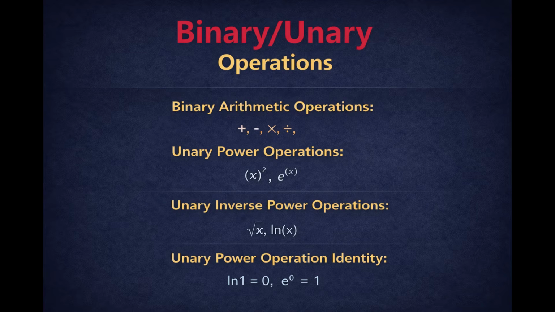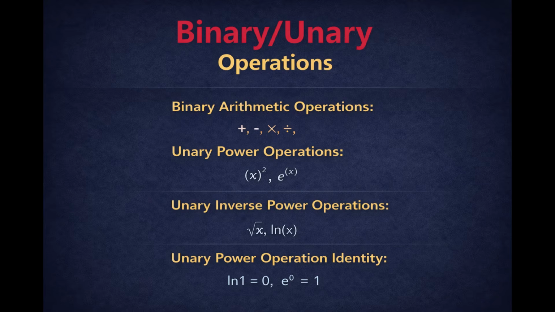Every powerful operation has an inverse. So alongside unary power operations, we also have unary inverse power operations. The square root reverses squaring. The natural logarithm reverses exponentiation. When we apply the square root of x or ln x, we are undoing a transformation and recovering its source.